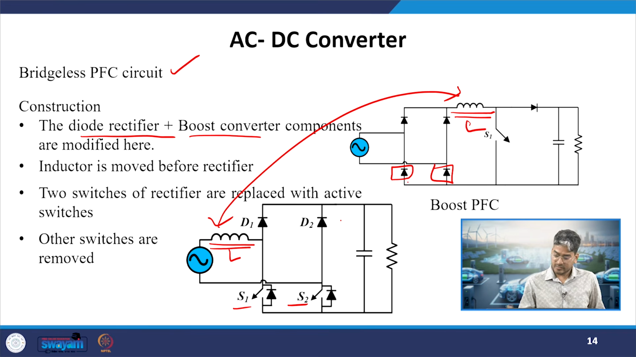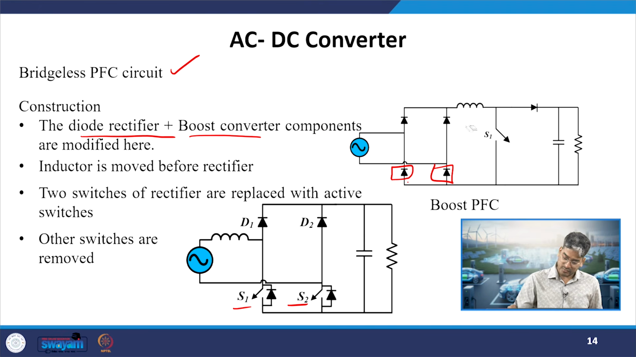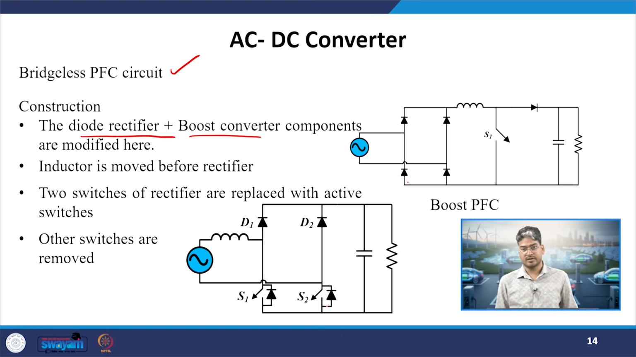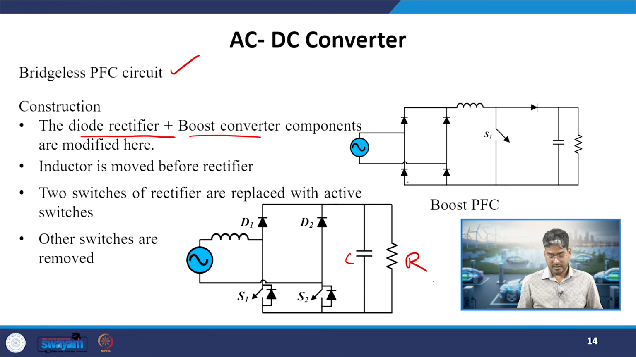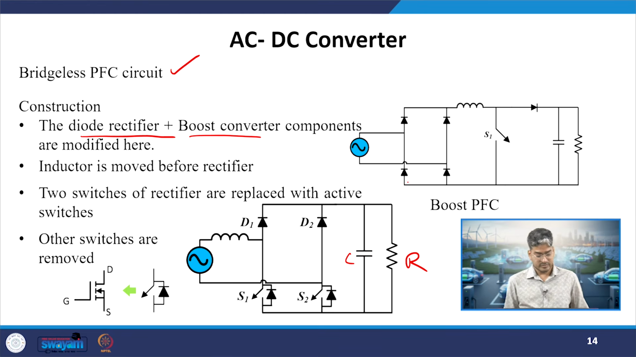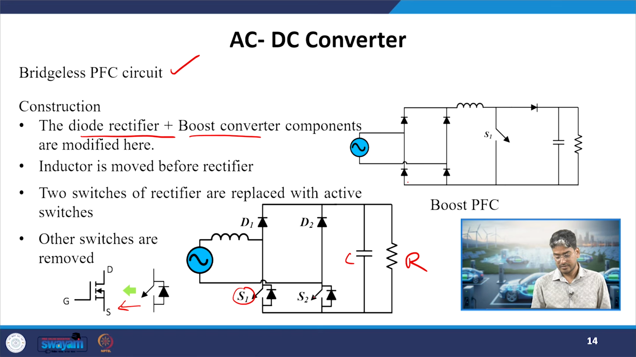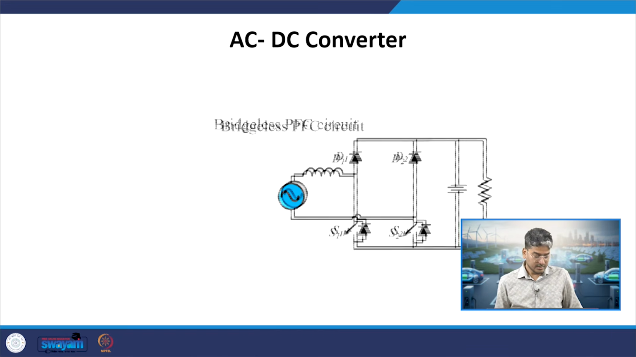Then we are removing the other components. So, what is the circuit now? We have an inductor on the AC side, we have 2 diodes and 2 switching devices with antiparallel diodes. And we have a capacitor at the output stage, and R is your load resistance. Here the switch can be MOSFET or IGBT, any fully controlled devices can be used over here to realize switches S1 and S2 as per the power rating.